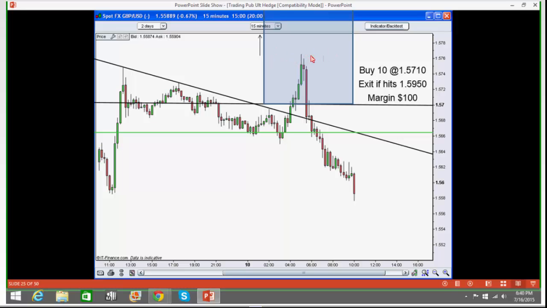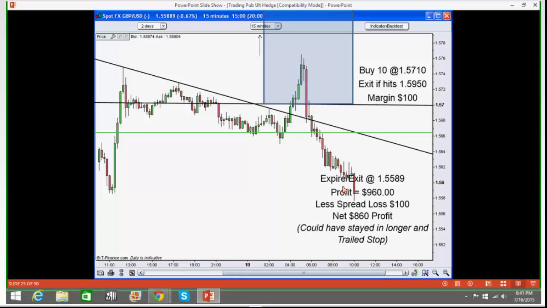I'm not going to get stopped out at 650 loss. I'm equalizing out tick per tick as I go up. And then what happens? It comes back down. Now my Forex contract is going in my favor. And where did it go? Well, it went all the way down to 5589, and I got out with a profit of 960 bucks on my Forex contract.